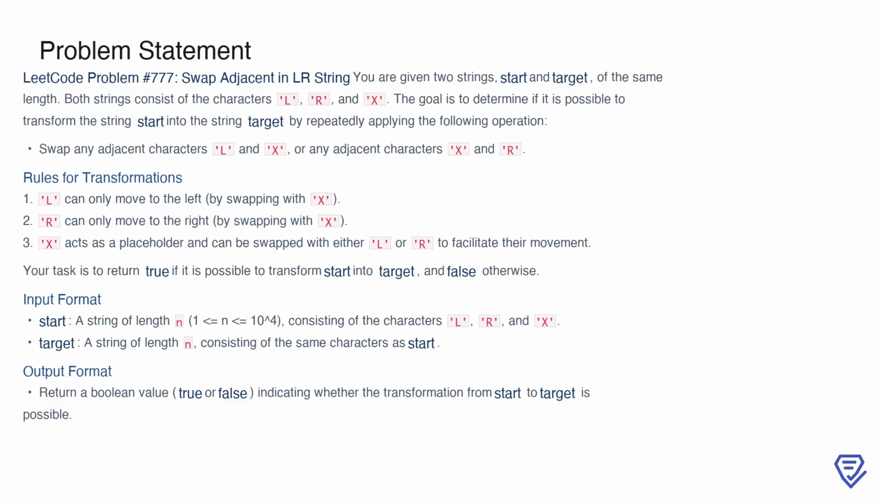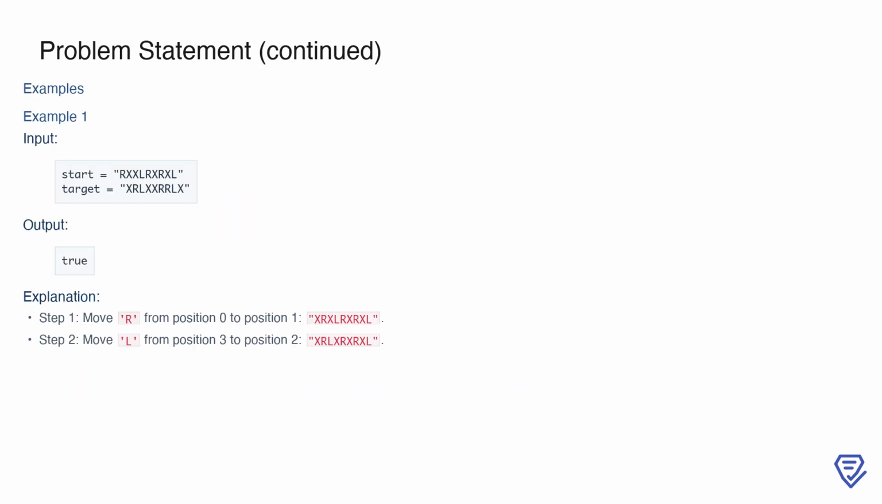The character X acts as a placeholder to facilitate these movements. The goal is to return true if the transformation is possible, and false otherwise. The input consists of two strings, start and target, and your output will be a Boolean value indicating whether the transformation can be achieved under these rules. To clarify the problem, let's look at an example.